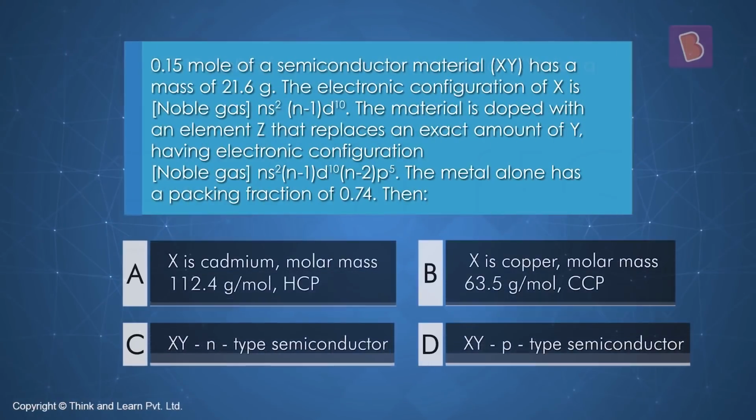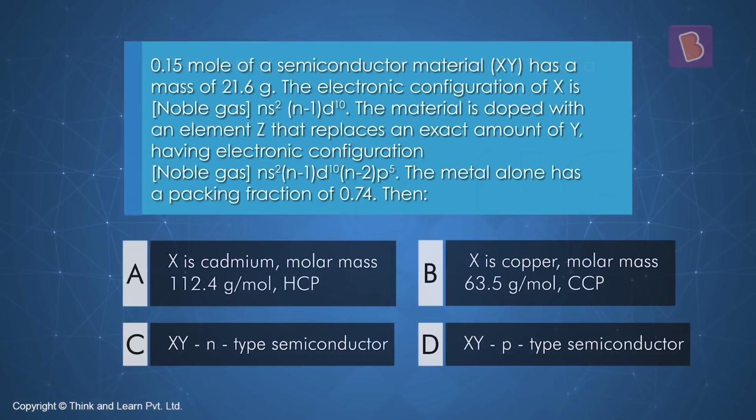Okay, this question can have more than one correct answer. Okay, I'm going to read this out to you first. So you have some amount of semiconductor material, XY, given to us, and its mass is also given, 21.6 grams. And the electronic configuration of X is some noble gas times NS2. Looks like it's a D block element.